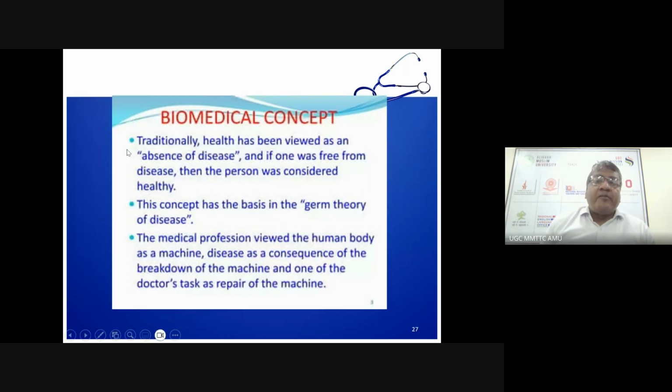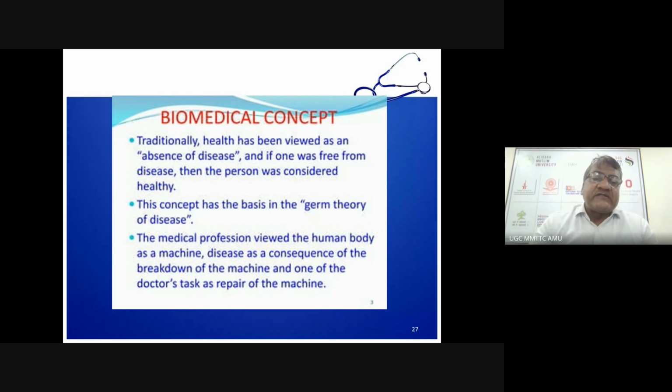Now, what is the biomedical concept of health? Traditionally, health has been viewed as an absence of disease. Health हम लोग कब कहते हैं? When there is no disease in the human body, then we call you a healthy person, I am a healthy person. If one is free from disease, then the person is considered healthy. This concept has its basis in the germ theory of diseases.